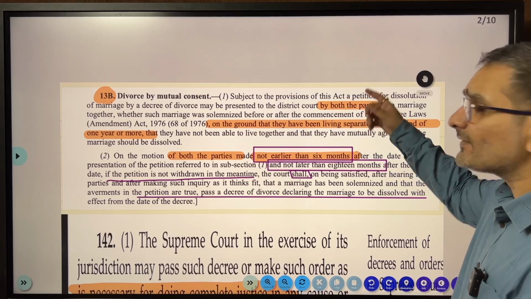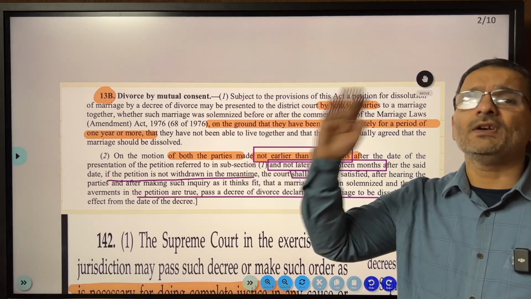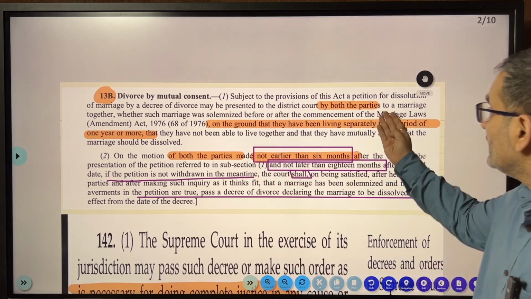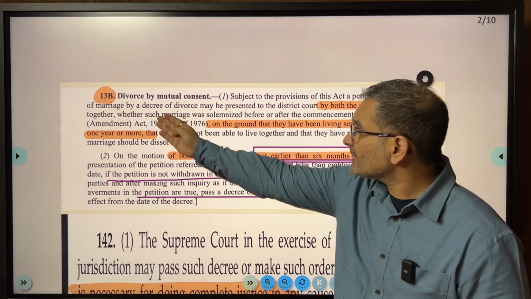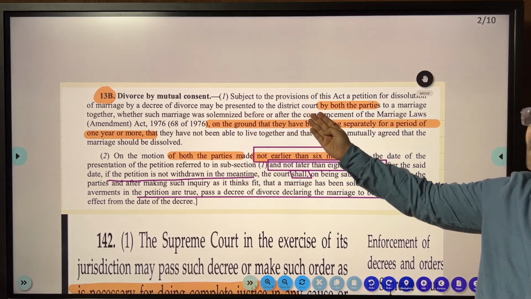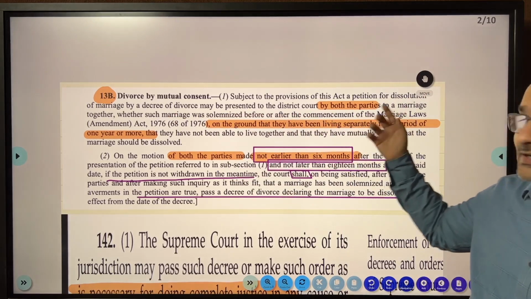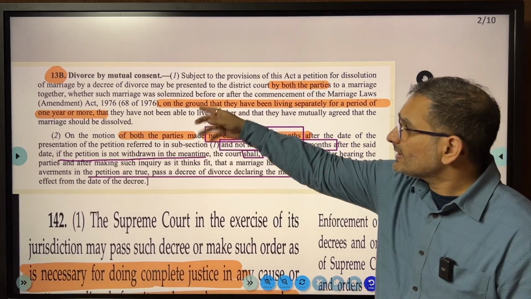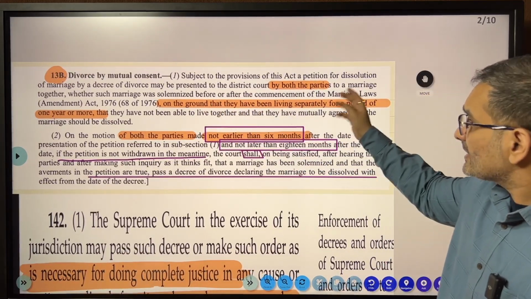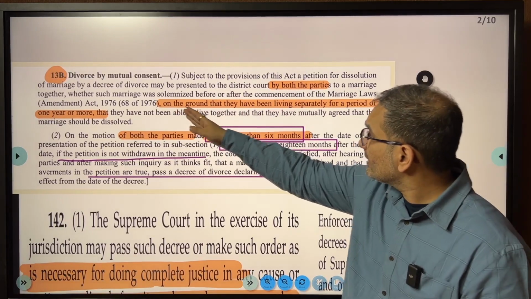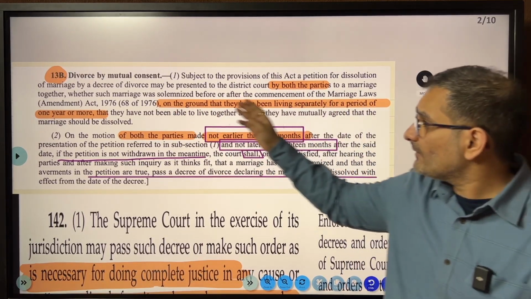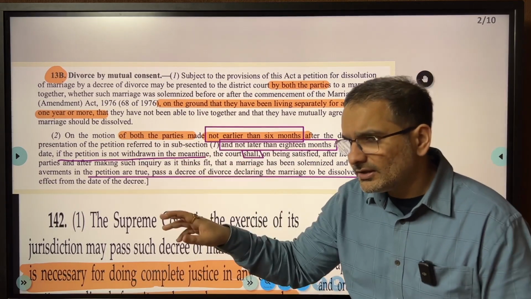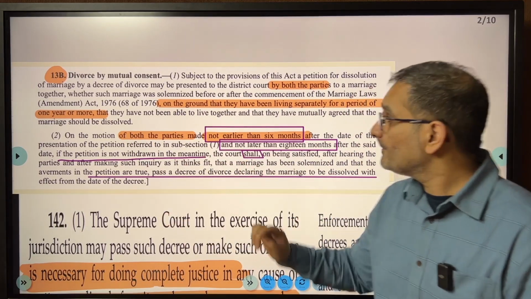Subject to the provisions of this act, which act are we in? HMA 1955. If you're preparing for any of these examinations, keep on repeating such stuff, alright. A petition for dissolution of marriage by decree of divorce may be presented to the district court by both the parties. That is why it is mutual consent. Whether it's solemnized before or after the commencement of the Marriage Laws Amendment Act, on the ground that they have been living separately for a period of 1 year or more, that is, they have lived apart for a year. Alright, it has been more than a year. So please let us go now.